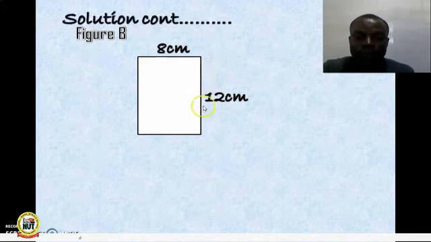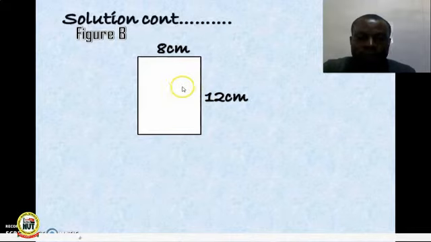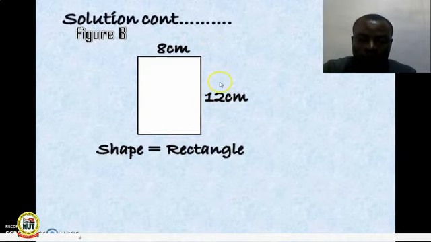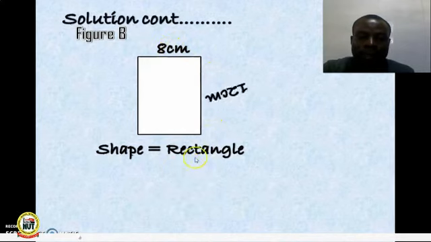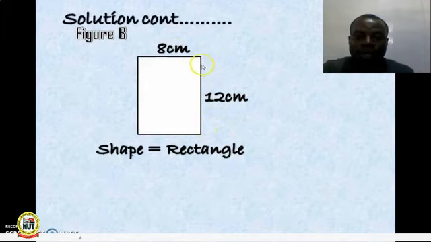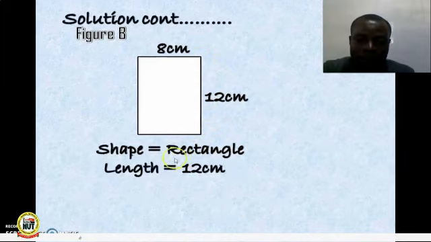Where is the length of this shape? Is this shape a square or a rectangle? If it is a rectangle, then where is the length of this rectangle? The length of this rectangle is this 12, while the breadth is 8. So we are going to write that length is equal to 12 centimeters and the breadth is equal to 8 centimeters.